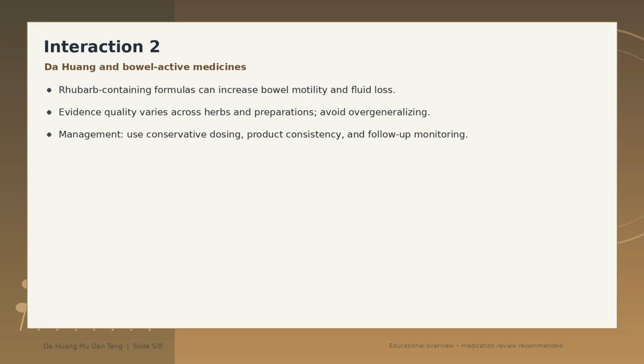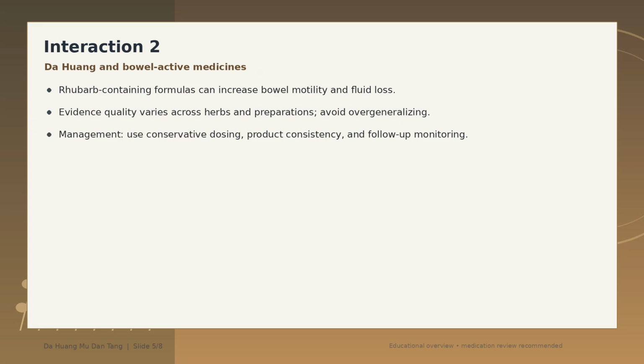The second interaction focuses on Da Huang and bowel-active medicines. Rhubarb-containing formulas can increase bowel motility and fluid loss. Combining them with stimulant laxatives, bowel prep agents, or medicines that already cause diarrhea can increase dehydration and electrolyte disturbance. Rapid intestinal transit can also change absorption of oral drugs. Persistent abdominal pain or bleeding should not be treated simply as constipation.